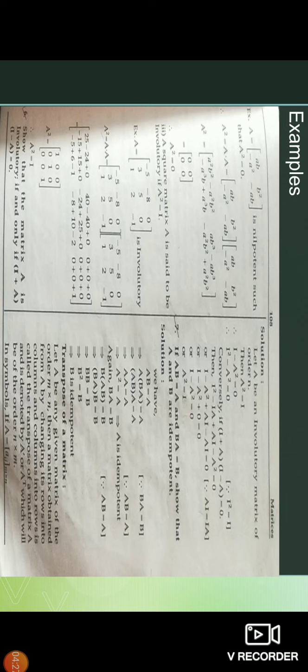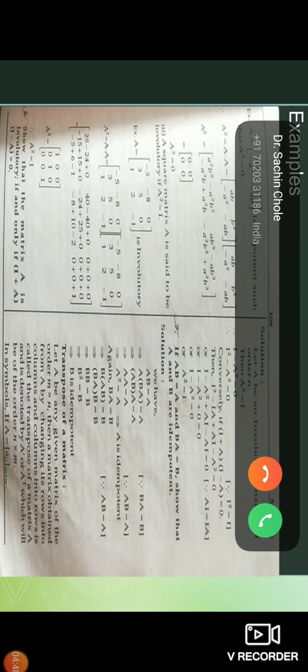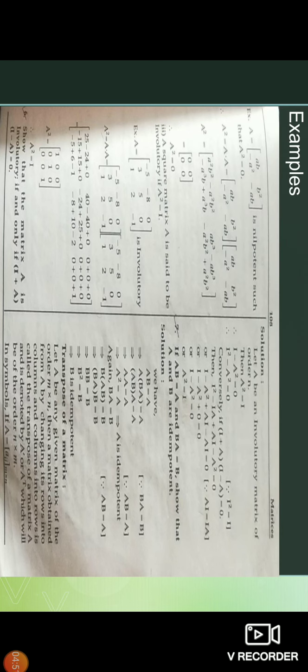Okay, the definition is a square matrix capital A is said to be involutory if capital A square is equal to I. जर त्या एखाद्या स्क्वेअर मॅट्रिक्सचा आपण मल्टिप्लिकेशन केलं तर त्याचं सोल्युशन जर आय म्हणजे युनिट मॅट्रिक्स झाला तर तो तुमचा झाला इन्व्हॉल्युटरी मॅट्रिक्स.